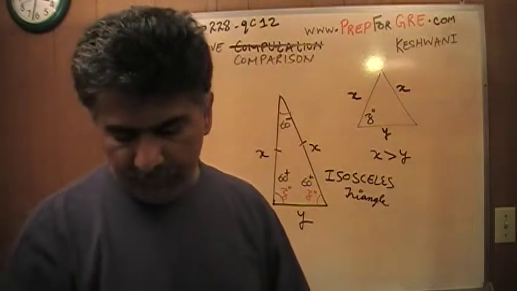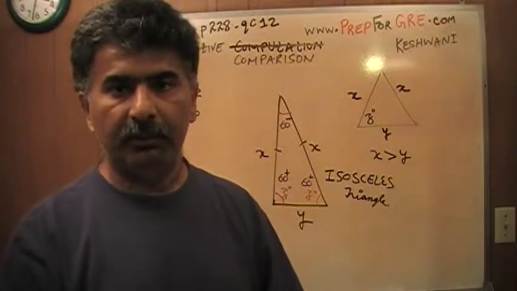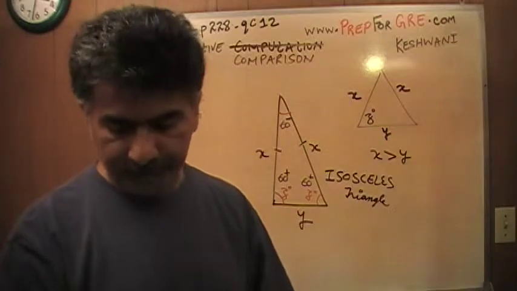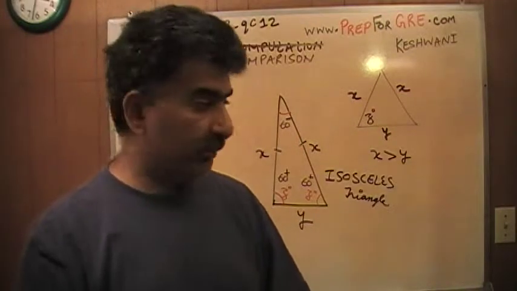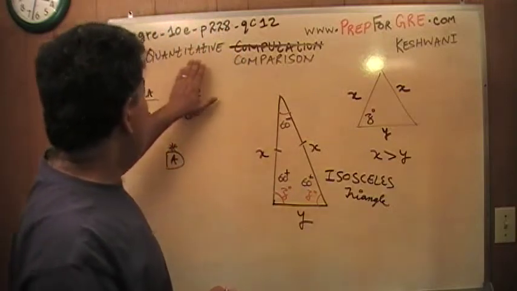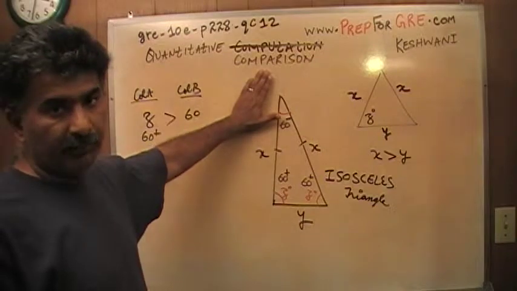43% of the people who took the exam got this question right, which also tells me that 57% of the people who took this particular exam got it wrong. And the reason why they're probably getting it wrong is because they forget what these questions are called. These are known as quantitative comparison.